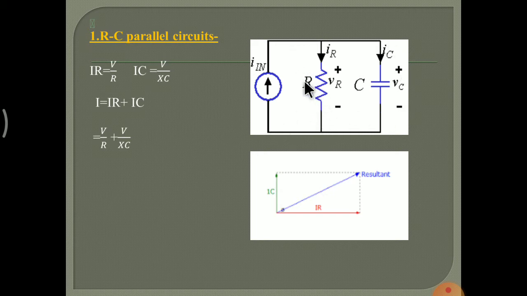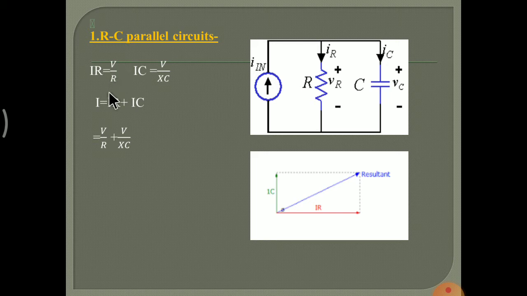Then the current through this source is the total current I. The current through R, the resistor, is IR, and the current through the capacitor is IC. In a parallel circuit, the voltage is the same across the resistor, the capacitor, or any parallel elements. The voltage is the same, and the current is divided as per the branch.